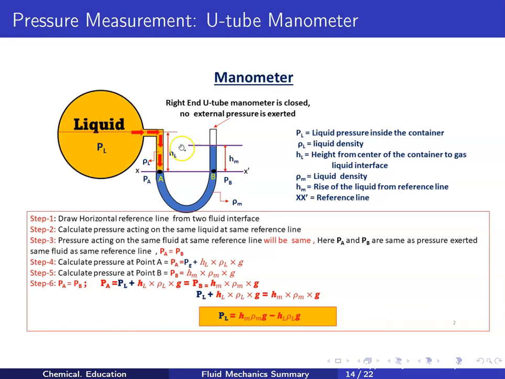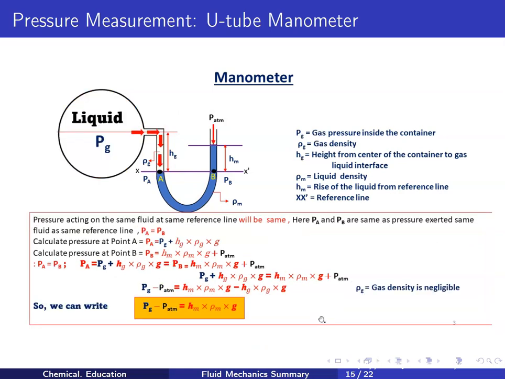If it is open to the atmosphere, again, if it is a liquid and not a gas, then we can't neglect the density of the liquid. So PL will be hm rho m g minus hL rho L into g. And then the manometer is again open to atmosphere, so that is one end, and we can easily calculate. So PG minus PATM is equal to hm into rho m into g.